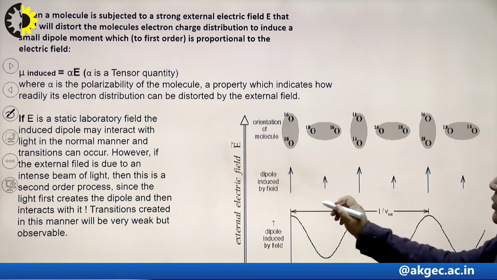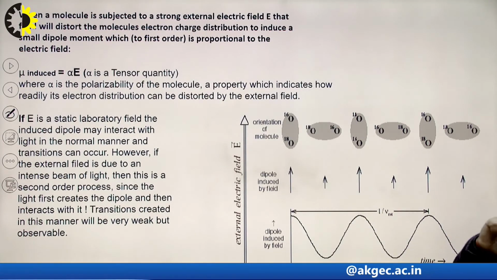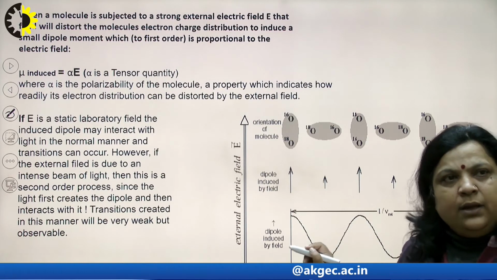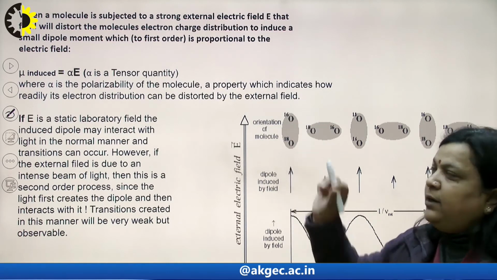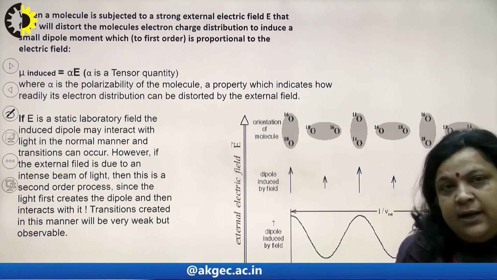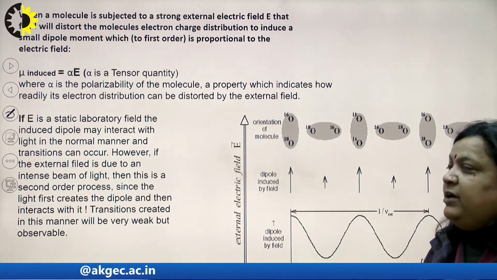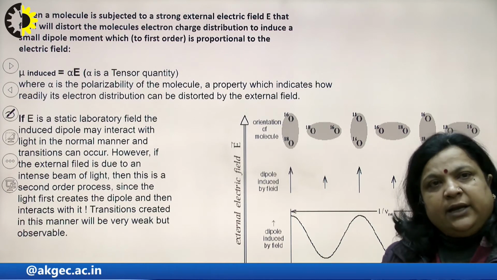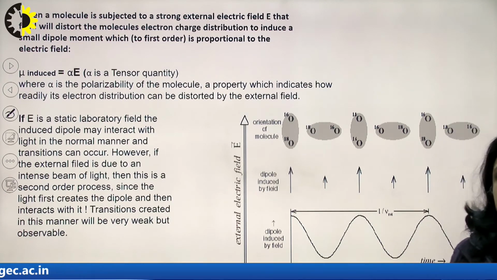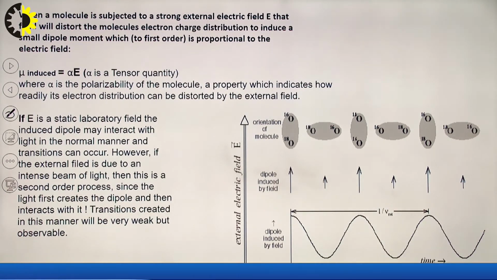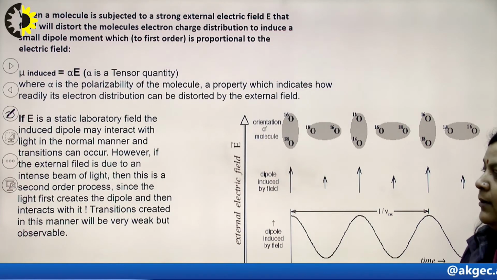So, here we also take the polarizability concept. When a molecule is subjected to a strong external electric field, which is static, that field will distort the molecule and the electron charge distribution to induce a small dipole moment which is proportional to the electric field.